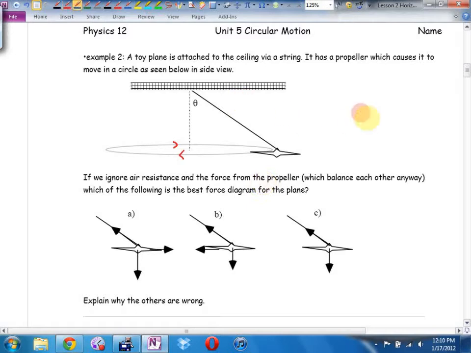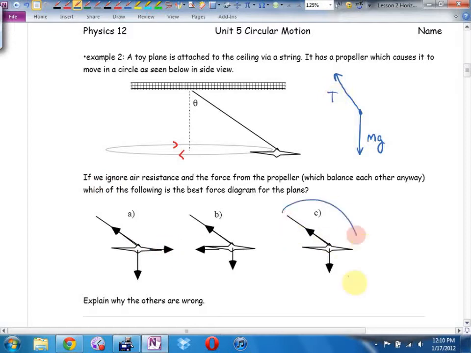What are the forces acting on this plane? Get the obvious ones. Gravity. Is this in free fall? No, actually, you're right. Tension this way. The question says, which of the following is the best force diagram for the plane?